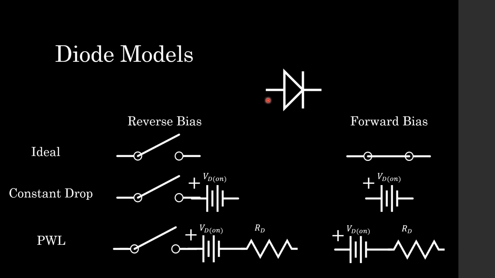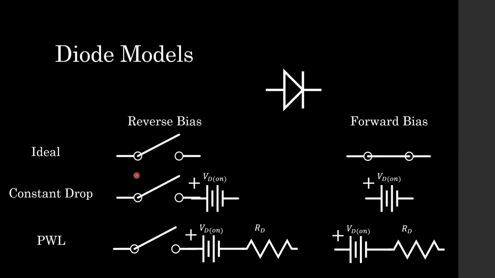So starting off with a bit of a recap, if you'd remember from our previous lecture, we can model a diode using three different kinds of models, depending on whether it's reverse biased or forward biased. The first model is the ideal model, and in this model, if a diode is reverse biased, we simply replace it in a circuit with an open switch.